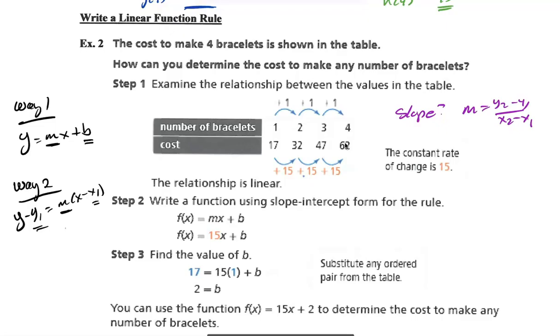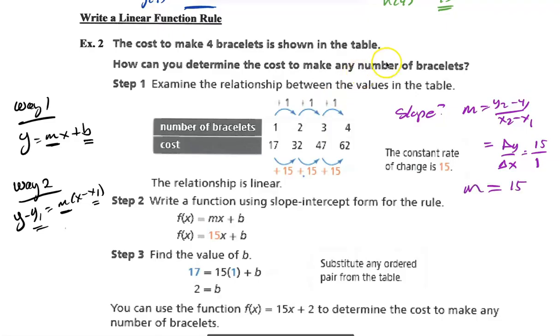You can also use, remember that slope is also rise over run, or the change in y over the change in x. If we look here, look at the change of y. 17 to 32 is 15, and it's constant. 32 to 47 is 15, 47 to 62 is 15. So our change in y is 15, and our change of x is 1. It just changes by 1 every time. So our slope is 15.